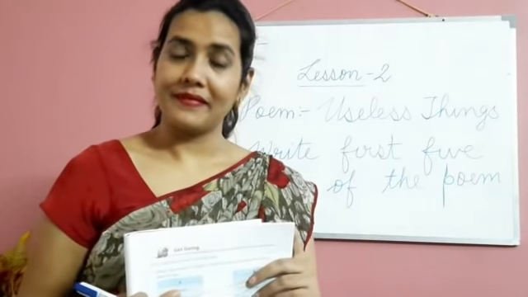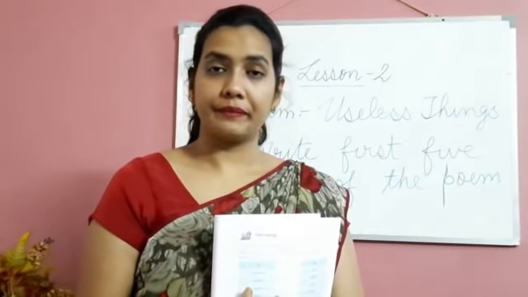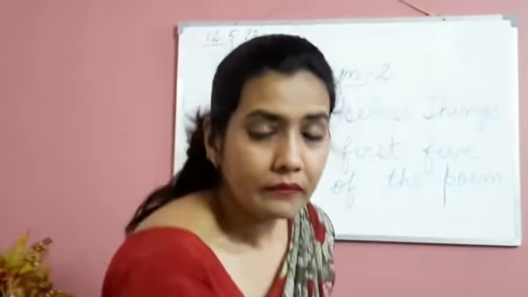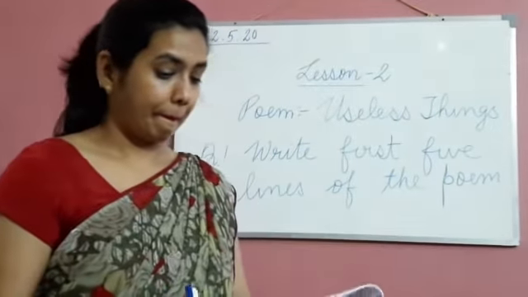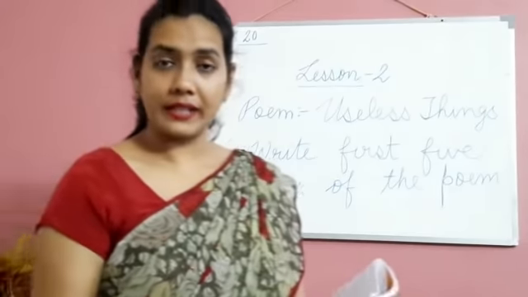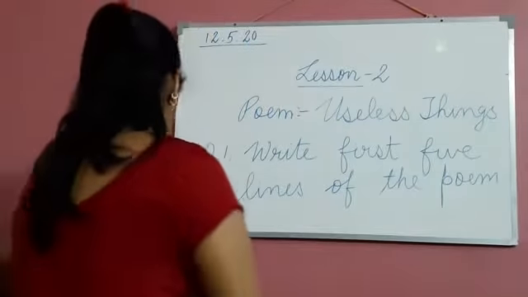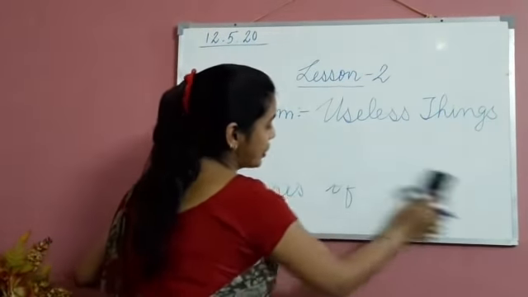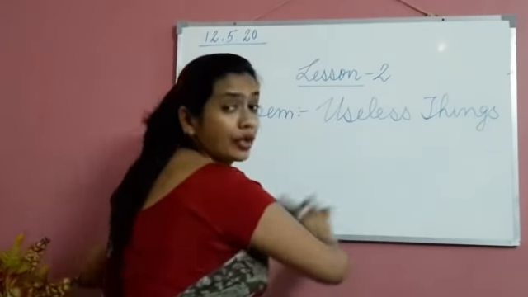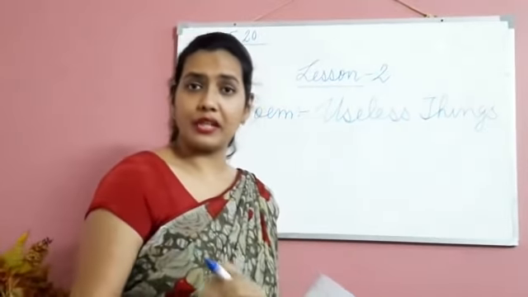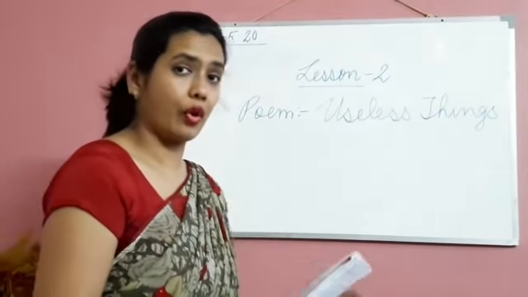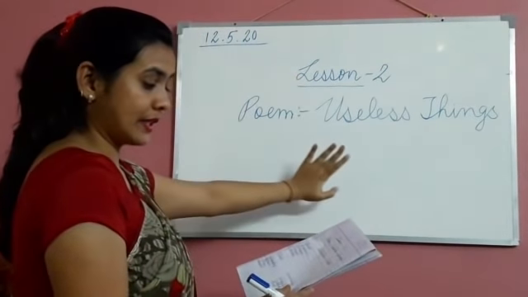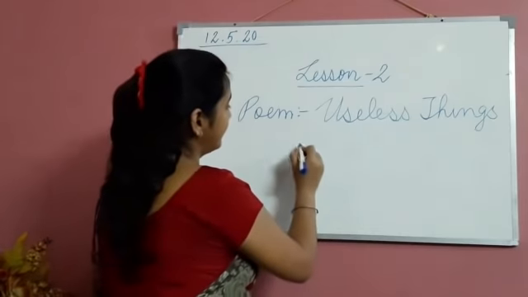Okay, students. Now we are moving further, and the next exercise is dictation words. What is the next exercise? Dictation words. Go for the next new page and write down. After completing your first 5 lines of the poem, you go for the next new page of your copy, okay? Then you will write again lesson 2, name of the poem, useless things, okay?